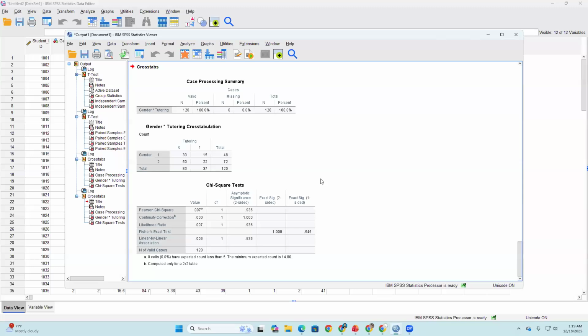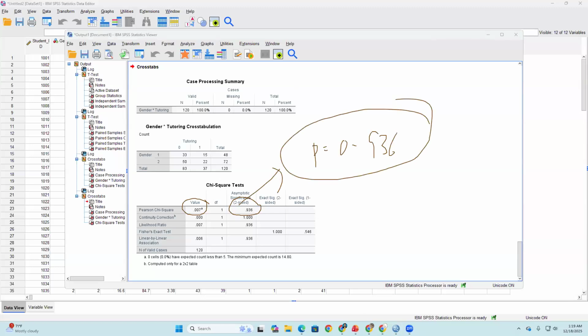Okay. So we have obtained the chi-square value here. This is the chi-square value, 0.007, and this is the p-value. This p-value is 0.936, right? The p-value is 0.936. What is our alpha?